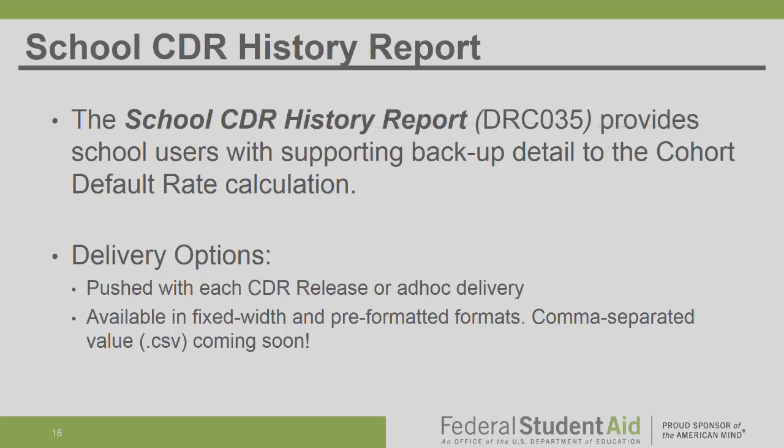So I encourage you, as we talk about this, to lean much more heavily towards the school portfolio report. I told you, I never go to a conference without talking about it. But we will talk about the loan record detail or school history report. This report is automatically distributed with each release of the cohort default rate. It is available in fixed width and pre-formatted formats. We also just released it in CSV last year, and we are going to begin pushing it out in CSV version along with the fixed width and pre-formatted starting with the fall 2017 CDR release.